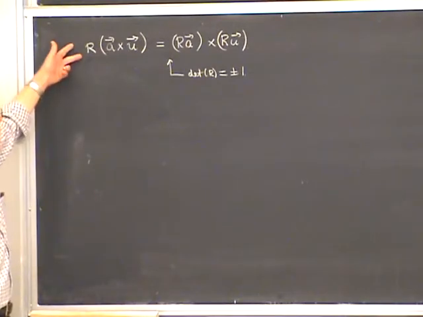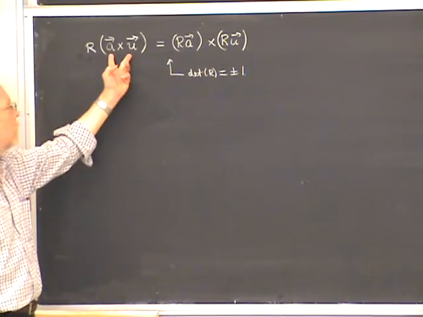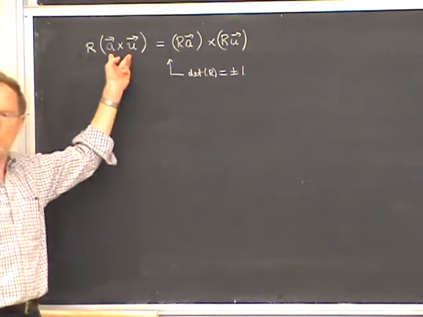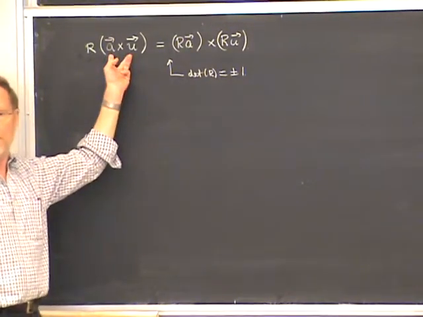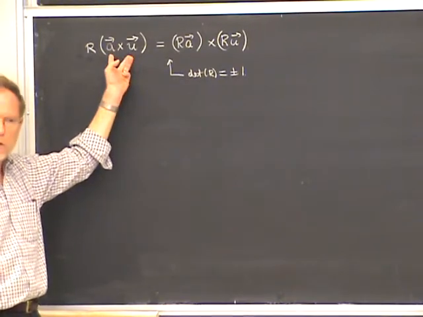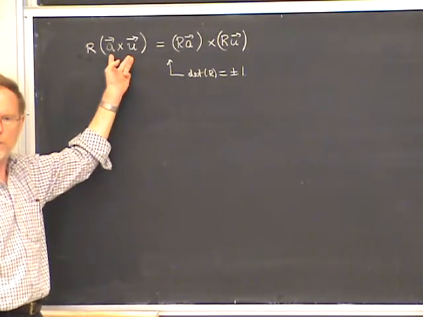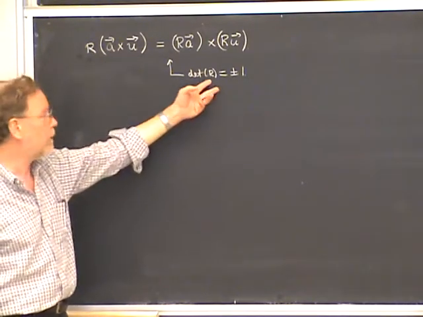One of the ways of saying this is that if you take the cross product of two vectors, what you get is a so-called pseudo-vector. The difference between vectors and pseudo-vectors is how they transform under parity. Parity is an example of an improper rotation.